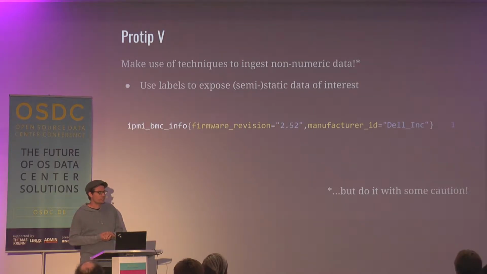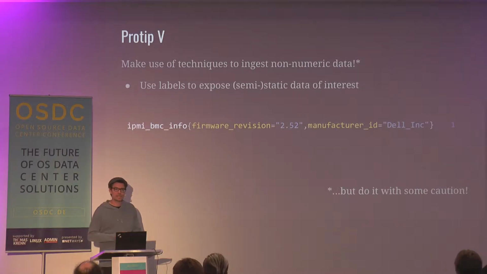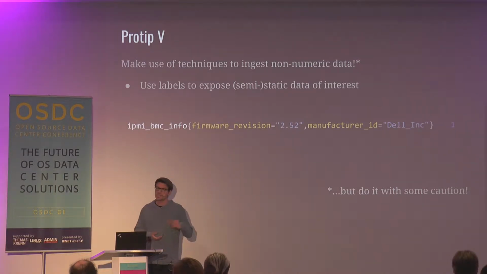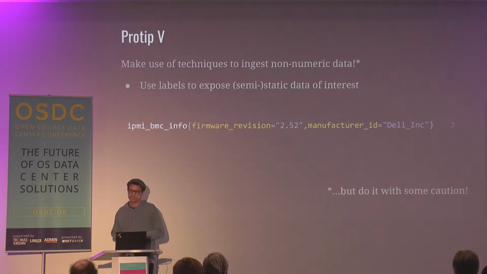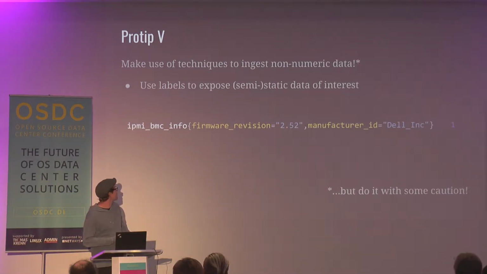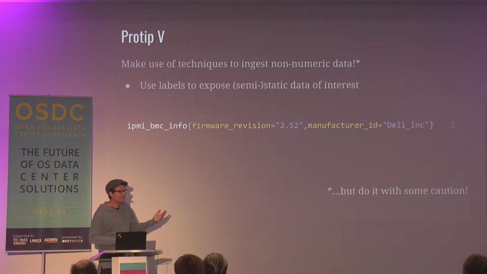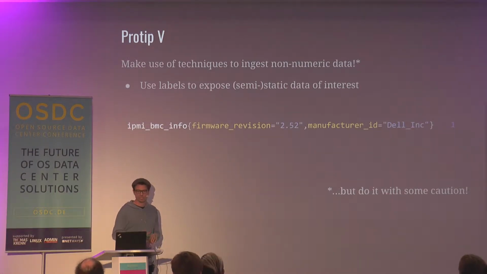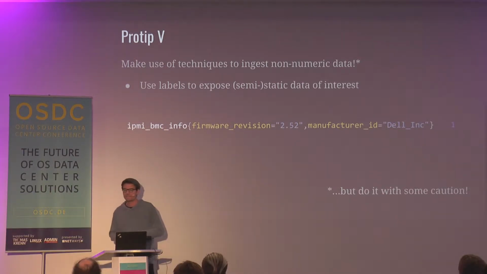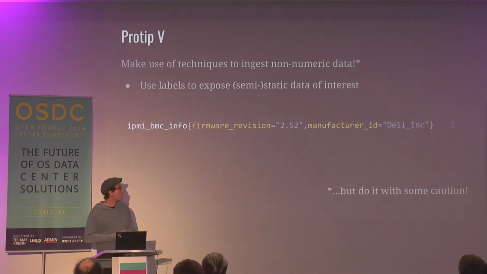So in the case of the IPMI exporter, for example, we were very much interested in the firmware revision that is running on the baseboard management controllers, so we can plan upgrades and stuff. So what we did, and this is a common approach that some other exporters take as well, we export a static time series, so this metric IPMI BMC info will always have a value of 1. There's no information in that actual value. We just use the labels to have access to the firmware revision, and in this case, the manufacturer ID.